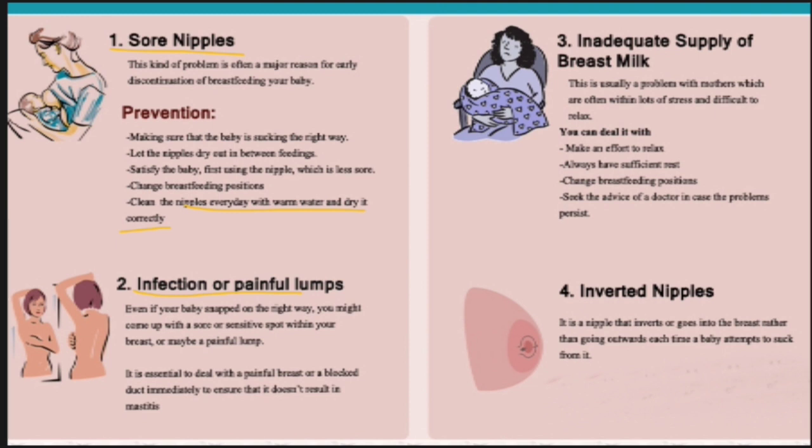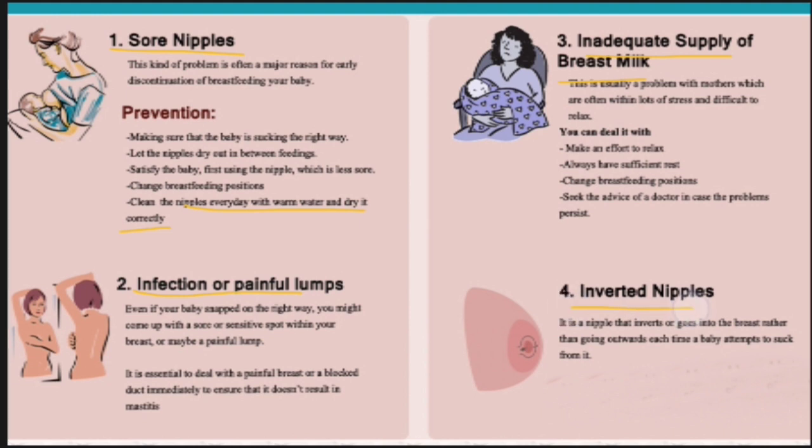Next, inadequate supply of milk. It's a very, very common thing which is seen nowadays. That is, the milk supply is not enough for the baby. To overcome this, we generally advise the mother to do yoga and some kind of massage around the breast and eat diet food which produces lots of milk.